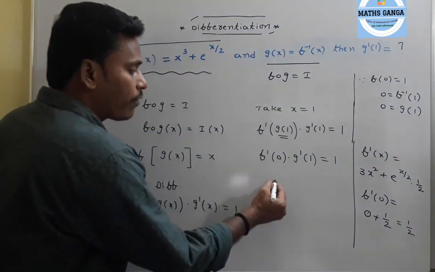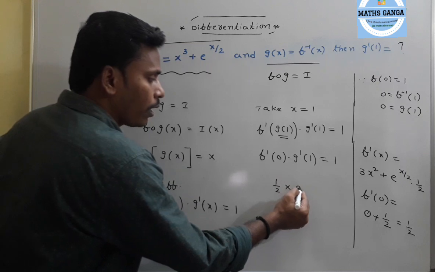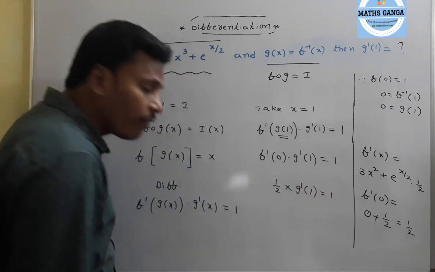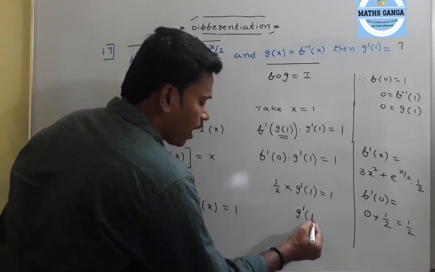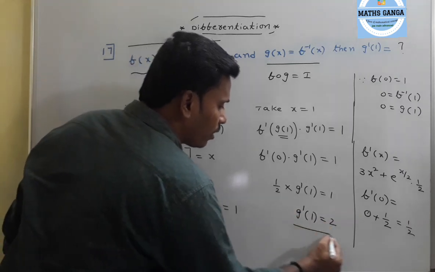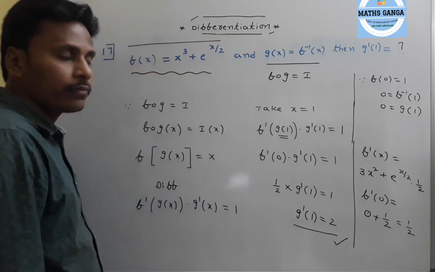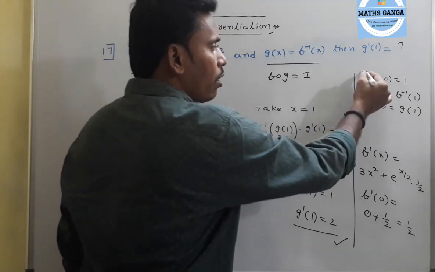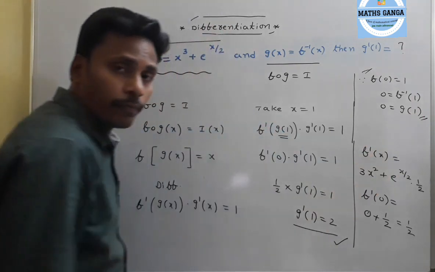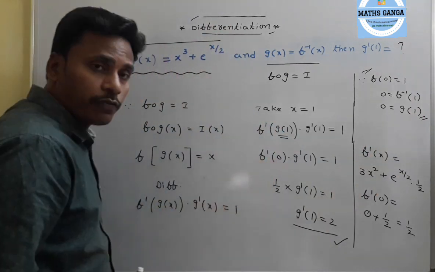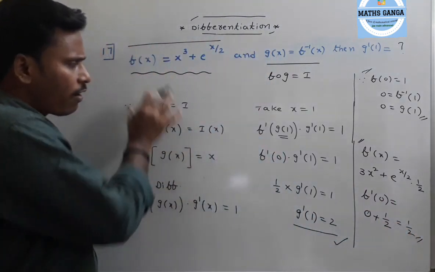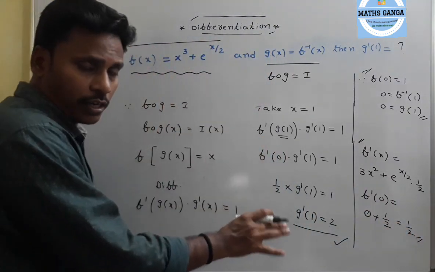So if you replace f dash of 0 with 1 by 2, into g dash of 1 is equal to 1. We need to calculate g dash of 1, and finally g dash of 1 is 2. Is it clear? Just to rewrite g of 1 as 0, we look at that f of 0, and to find f dash of 0, we observe this f dash of x and f dash of 0. Okay. Finally, our answer is 2. Clear? Have a look.